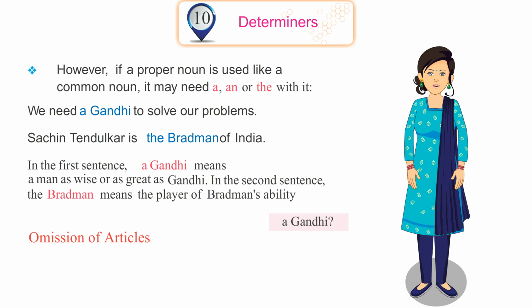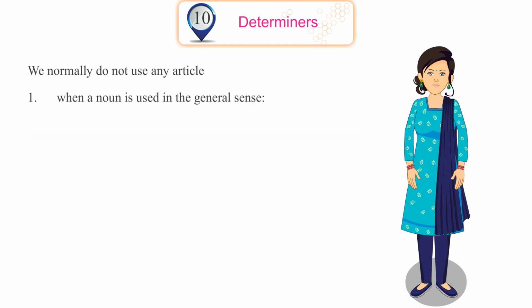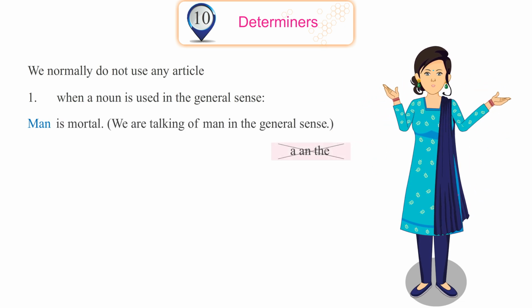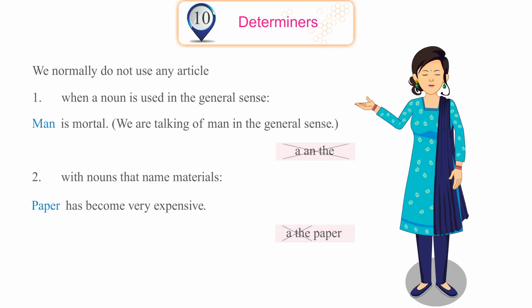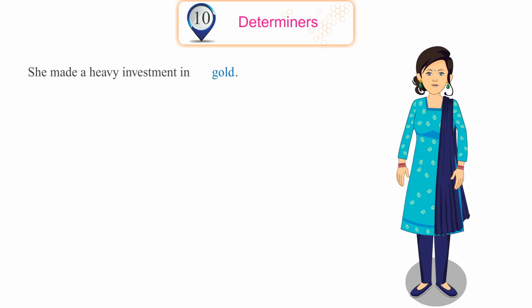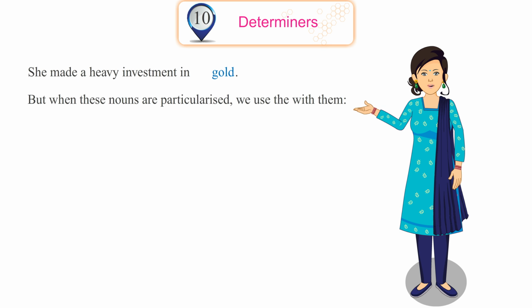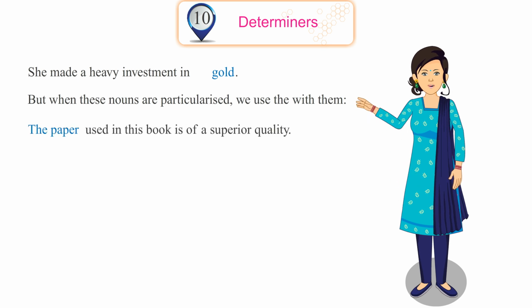Omission of articles. We normally do not use any article when a noun is used in the general sense. Man is mortal. We are talking of man in the general sense. With nouns that name materials: Paper has become very expensive. She made a heavy investment in gold. But when these nouns are particularized, we use the with them. The paper used in this book is of a superior quality.